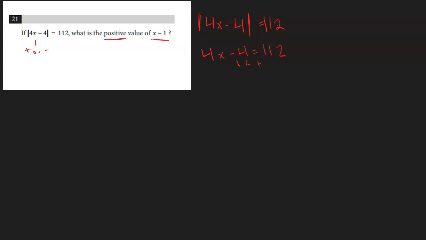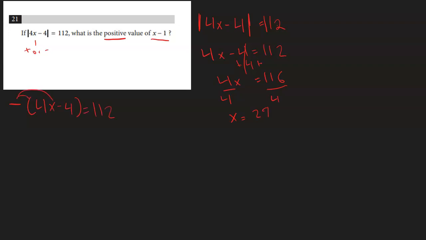Add 4 to both sides. We get 4x equals 116, and divide both sides by 4. We're going to have x equals 29. All right, we have our x for the positive version of 4x minus 4, and now we're going to do the negative version. So we're going to bring it over here. I'm going to put negative 4x minus 4 equals 112.